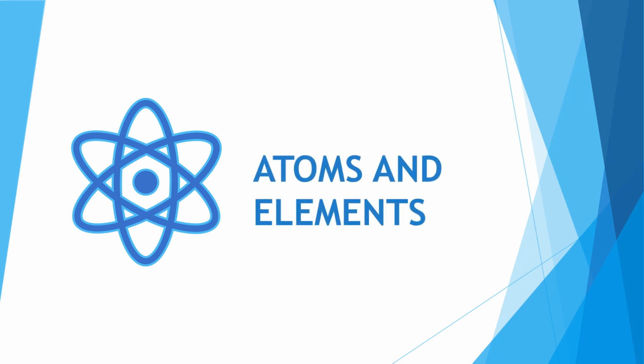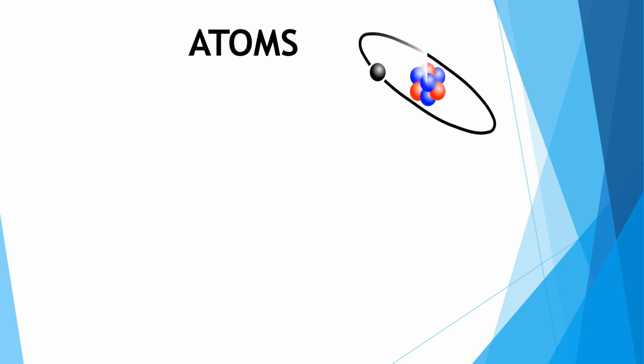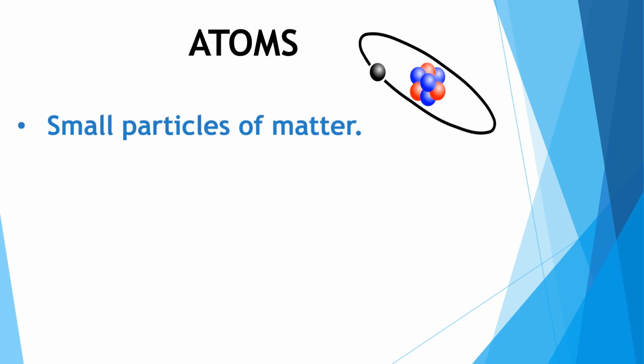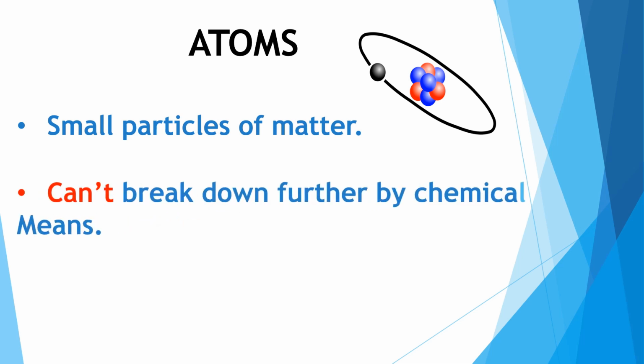In this video, we are going to look at what atoms are made of and elements. What is the definition of atoms? Atoms are the smallest particles of matter that we can't break down further by chemical means.